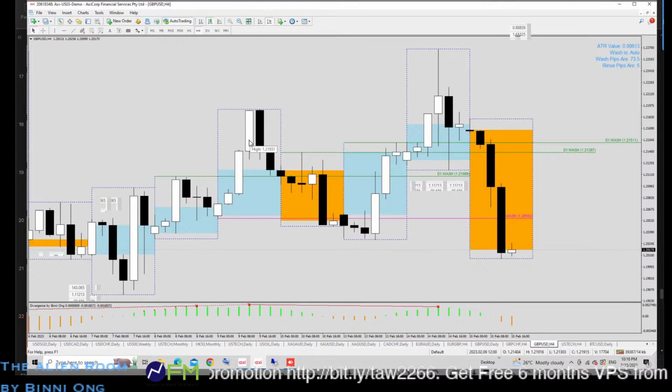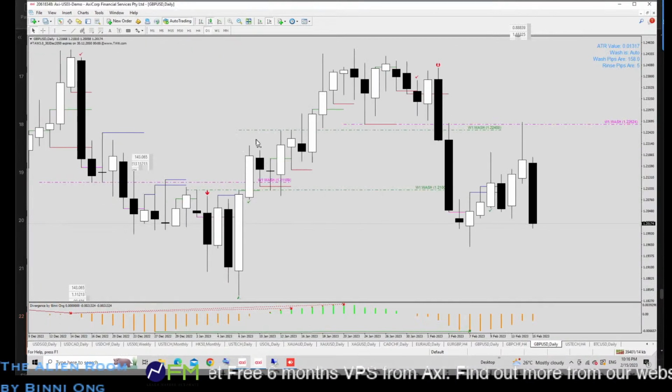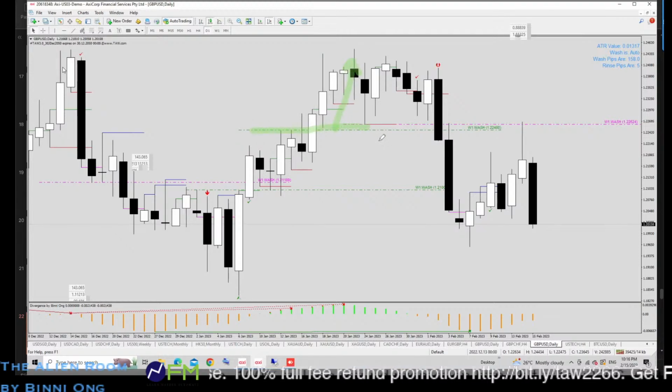Does the week wash at 12248 indicate support? 12248. No, what it means is that because this is a green line, what is the meaning of the green line? Green line means that somewhere around here, price broke above this green line. Around here, price broke above the green line, and basically that's bullish already.